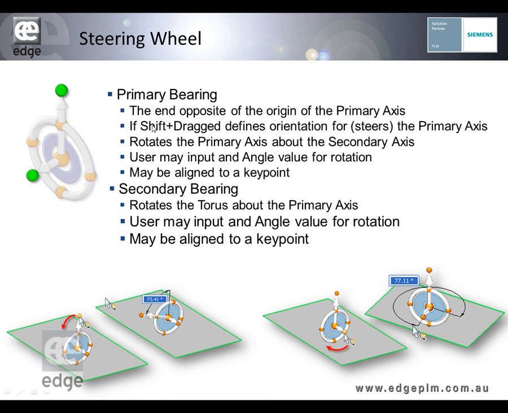Now, our primary bearing is this knob here. It's the opposite end of the origin of the primary axis. If it's shift and dragged, it defines the orientation. It steers the primary axis.